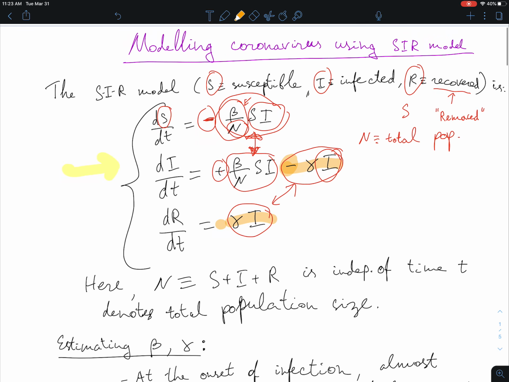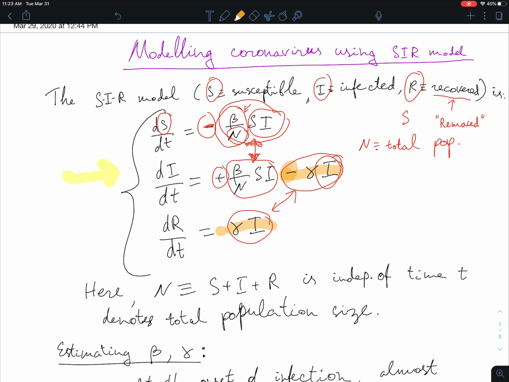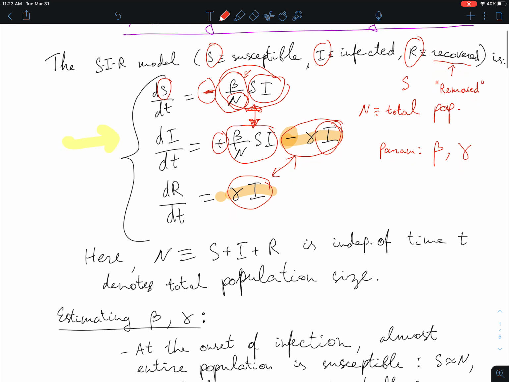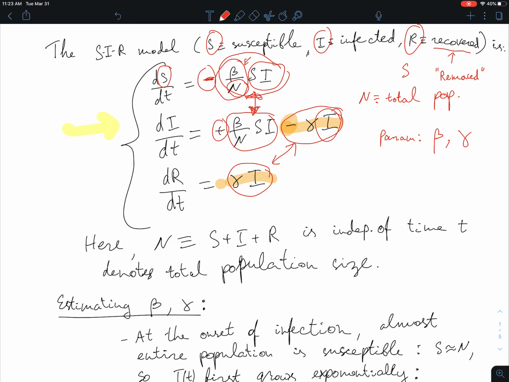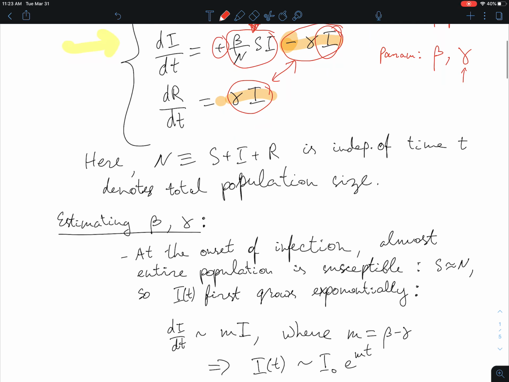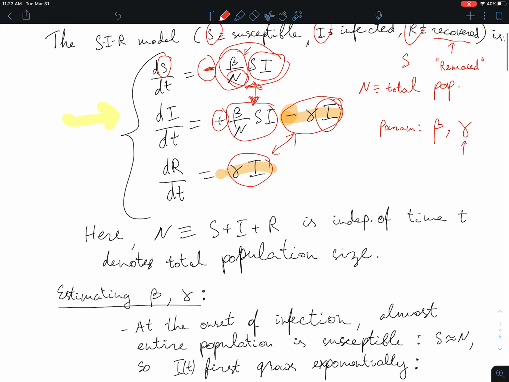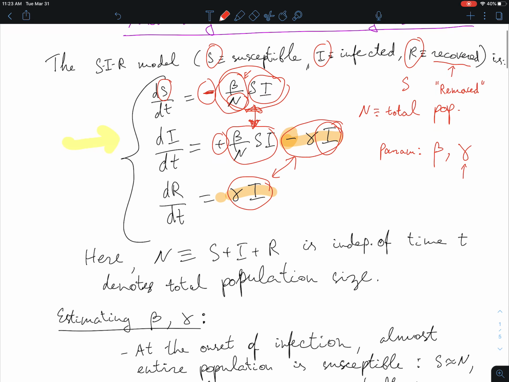And our goal here is to estimate the parameters of this model. In particular, there are basically two critical parameters, beta and gamma. Beta is the rate that describes how virulent the virus is, essentially how easily it is transmittable, and gamma corresponds to how fast the population recovers from the disease. So let's estimate those two parameters.